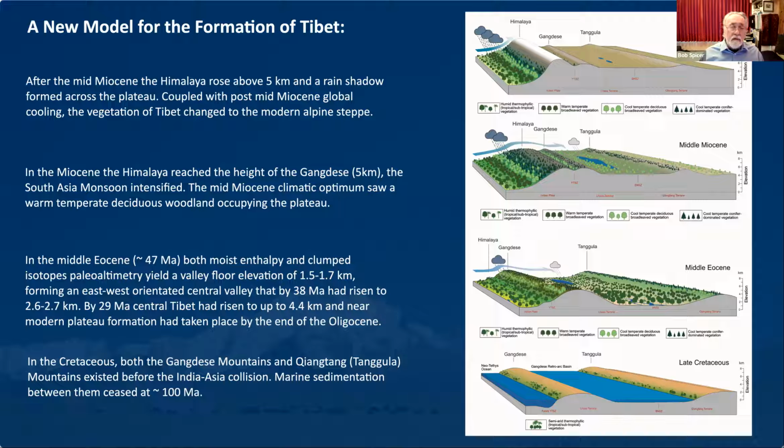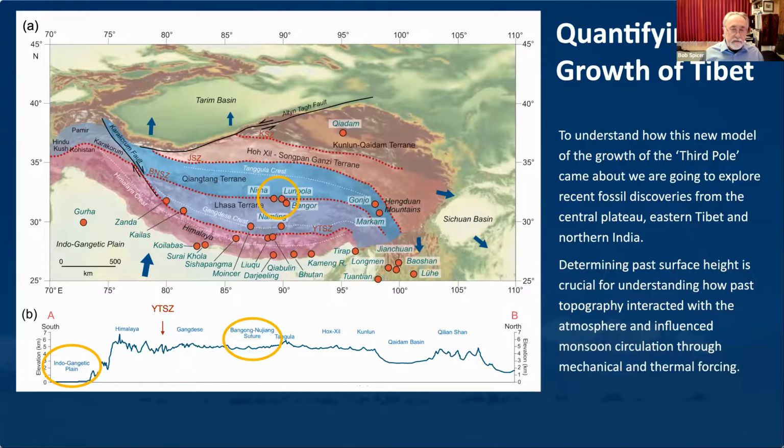This is all very well, but how do we know this? Well, what we're going to do is look at some work that we've been doing in just a few of the plant fossil localities that we've been studying over the last few years. We're going to focus on the Lunpola and Bangor basins here that lie along the Bangong-Nujiang suture, this junction between the Lhasa terrane and the Qiangtang terrane.